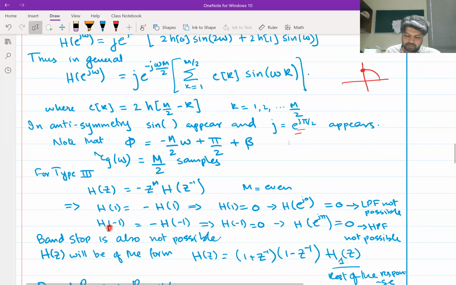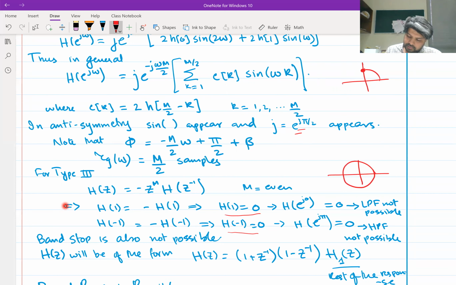ठीक है? Or now let's try to make important conclusions. Remember m is even. h of z is minus z to the power m h of z inverse. ठीक है? h of 1 would be what? Minus, क्योंकि m even है तो z to the power m would be plus 1 h of 1. So h of 1 is minus h of 1. h of minus 1 is again minus h of minus 1. So this means you have a 0 at h of 1, you have a 0 at h of minus 1. So you have what? यहाँ पर भी 0 आ गया, यहाँ पर भी 0 आ गया. This correspond to 0 frequency, this correspond to pi frequency.